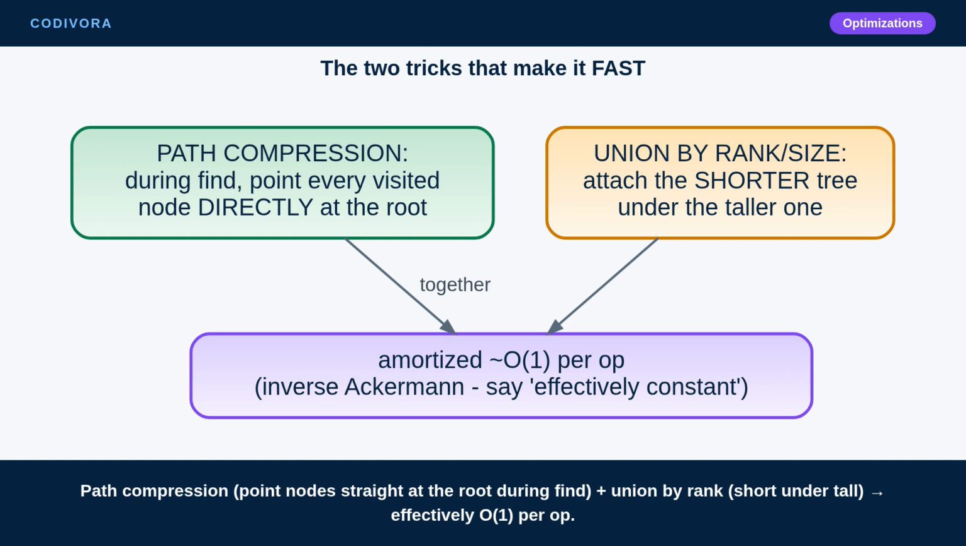Together, they make each operation amortized inverse-Ackermann, a function so slow-growing that for any real input, it's below 5, so say effectively constant time. That phrase, plus naming both optimizations, is the theory checkpoint of this interview.